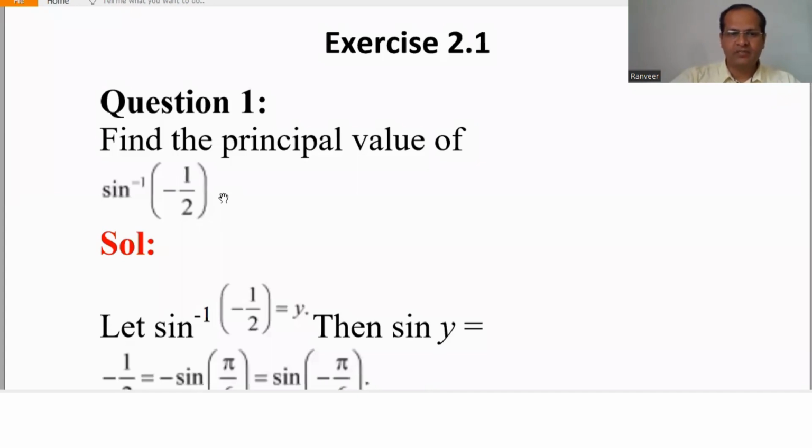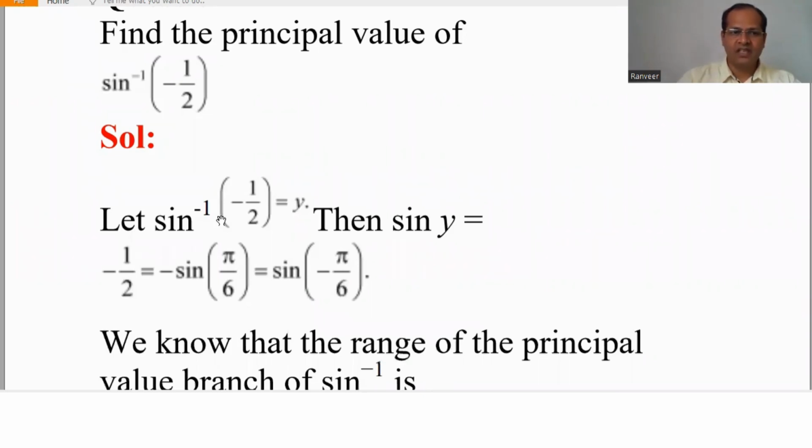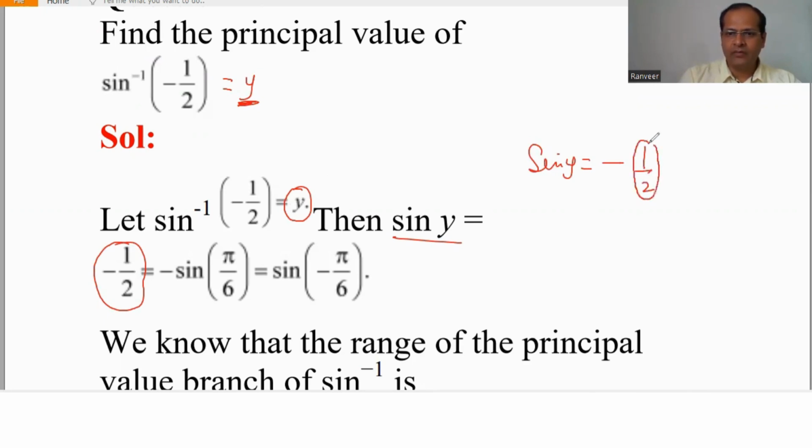To find the principal value of any inverse trigonometric function, the first step is to write sine inverse minus 1 by 2 and assume this is equal to y. Then definitely sine y equals minus 1 by 2. So this is the first step: we have to assume some variable y. So sine y equals minus 1 by 2.